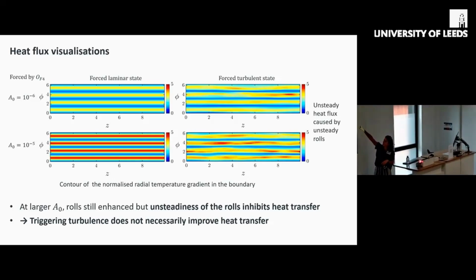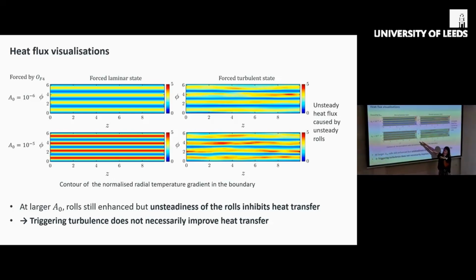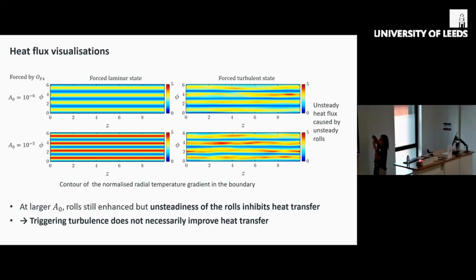So you see that on the top line, going from the forced laminar state to the forced turbulent state, this region of high heat flux, the yellow one, intensifies a little and also widens. And so indeed, in that case, we had enhanced heat transfer with the transition into turbulence. And in this case here at the bottom instead, we see that these regions of high heat flux also widen, but they become less organized and actually become weaker, despite the energy of the rolls being increased in this case as well.